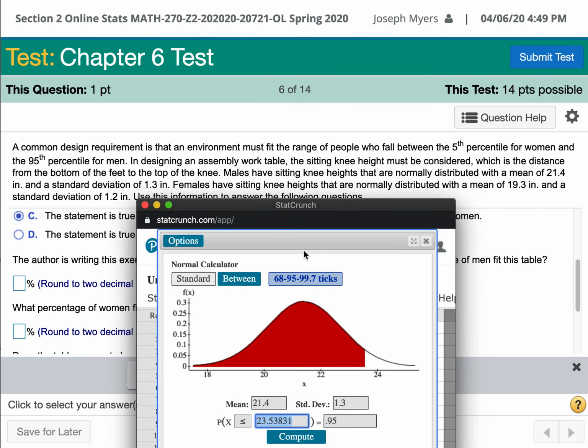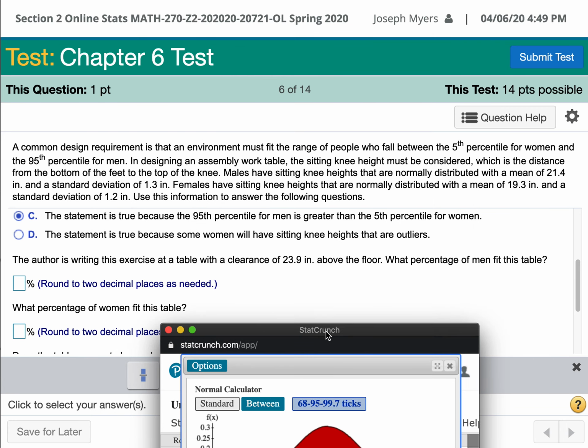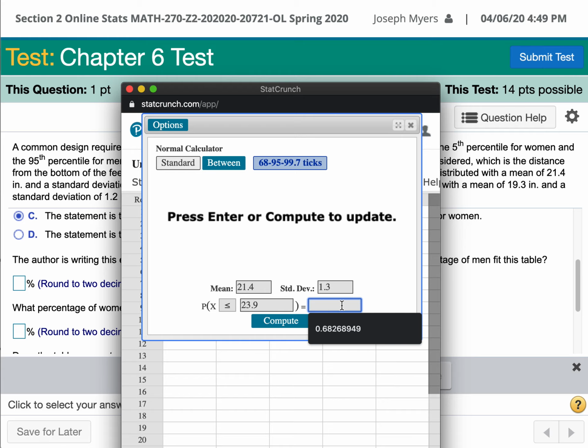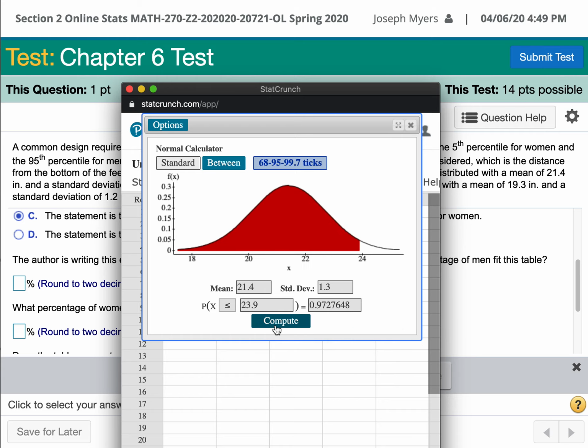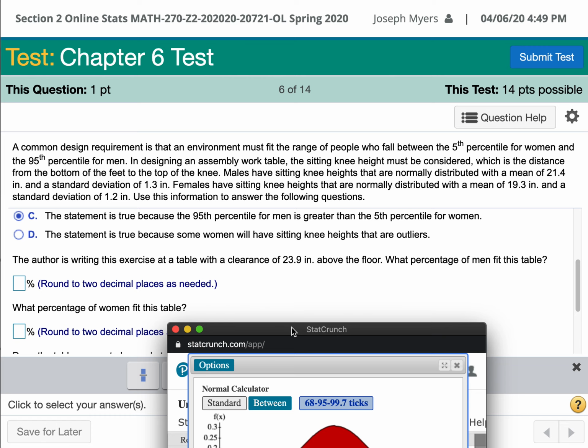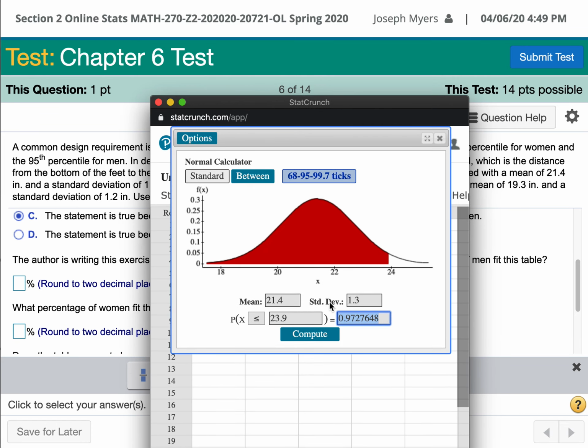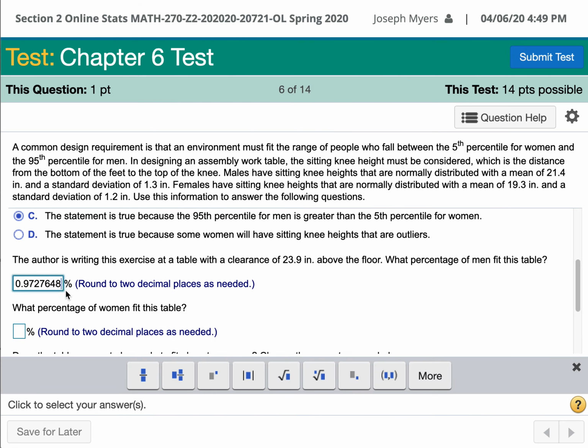So what percent of men will have knees that can fit under that table? We're going to change this to 23.9, and then this box will show the probability of how many men can fit under that table. So if the table is 23.9 inches above the floor, then this is the amount of men who can fit their knees under it. Put that in. That rounds off. Change that to a percentage, so move the decimal point over to be right here, and then round this up to 28.